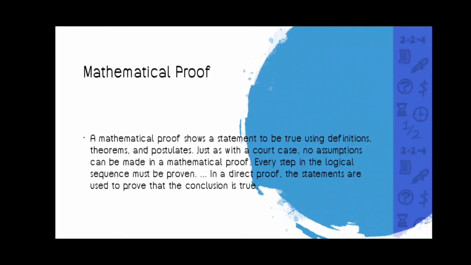Next is mathematical proof. What is mathematical proof? Mathematical proof shows that a statement is true using definitions, theorems, and postulates. Just like in a court case, no assumption can be made in mathematical proof. Every step in the logical sequence must be proven in a direct proof. The statements are used to prove the conclusion is true.